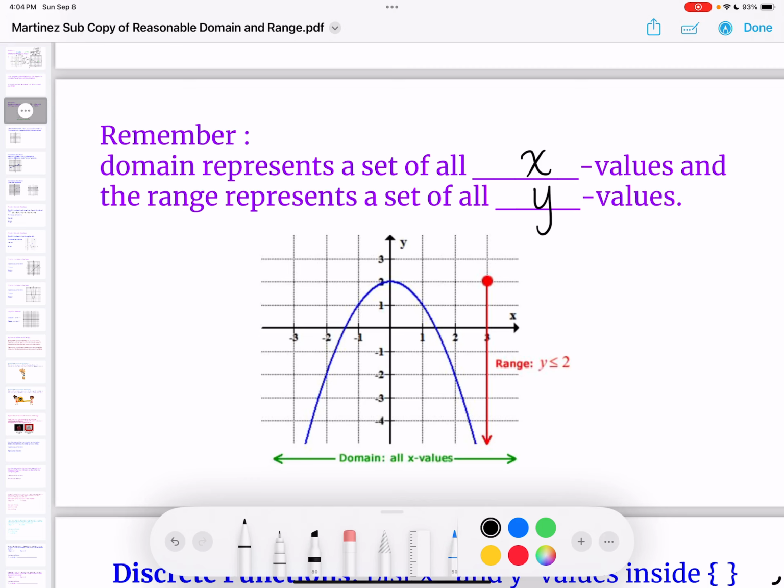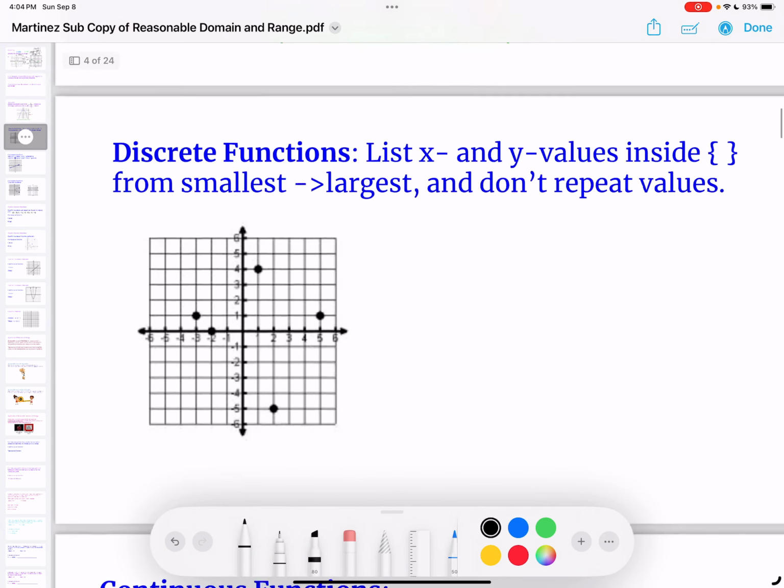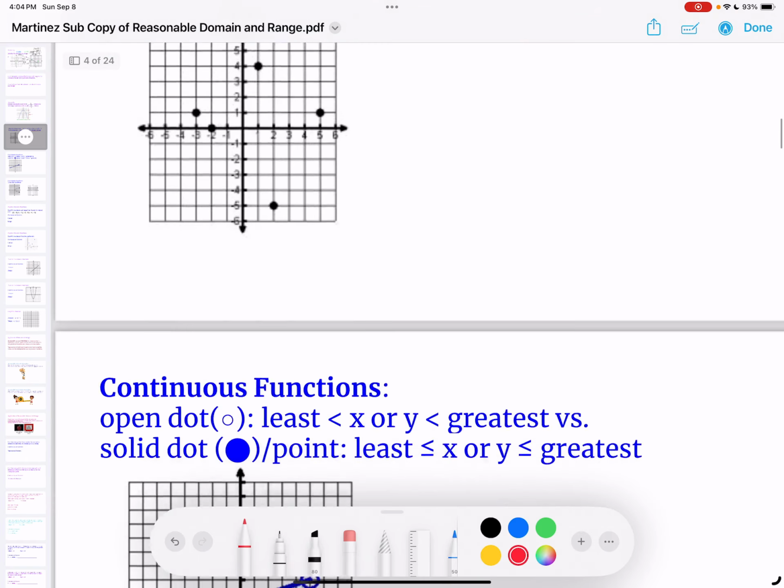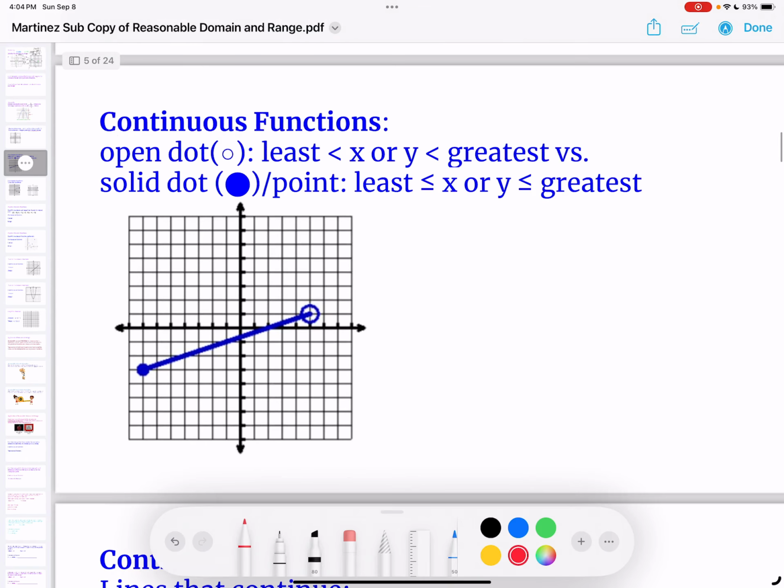So for a discrete function, we're going to list all of the X and Y values inside those fancy brackets from smallest to largest. Don't repeat values, okay? So if you have one that has it more than one time, you only need to write it one time, okay? For continuous functions, if it's an open dot, you're going to put the less than symbol. And if it's a solid dot, you have the line below, okay?